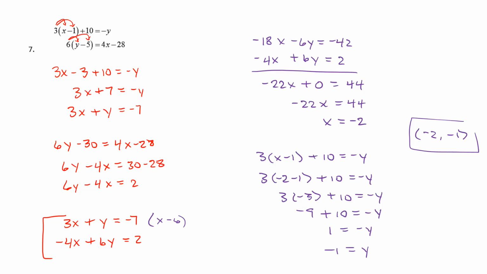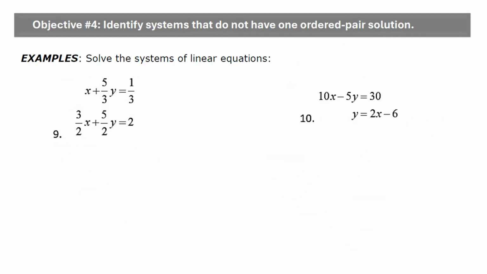Whew, that was fun. All right, objective 4. We're going to identify systems that do not have one ordered pair solution. So right in the beginning, we looked at the 3 different types of solutions. You could have one solution, no solution, or infinitely many solutions. So we did just quite a bit of problems that had a system of equations with one solution. So in these 2 problems here, it's going to show us what a system would look like if our solution was infinitely many solutions or if we had no solution.